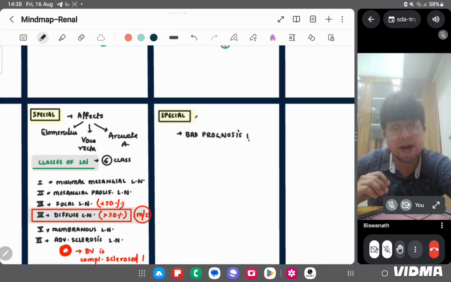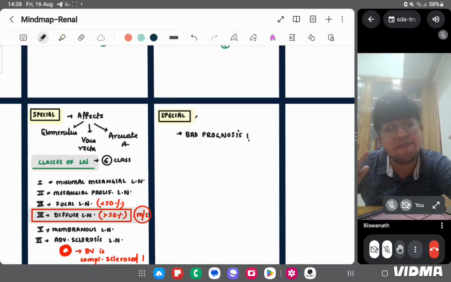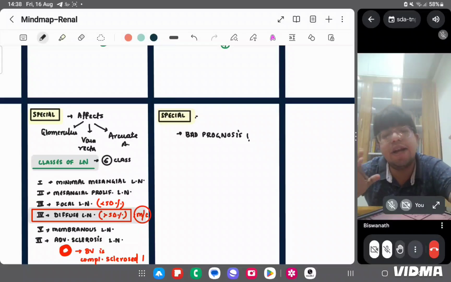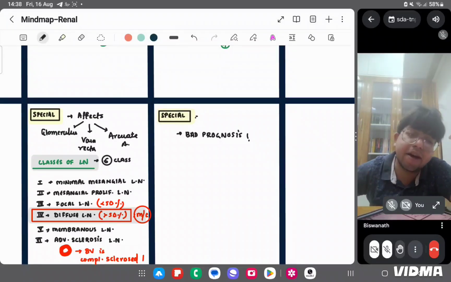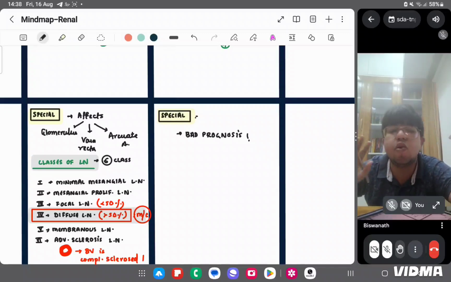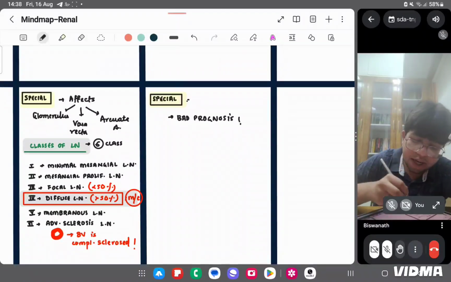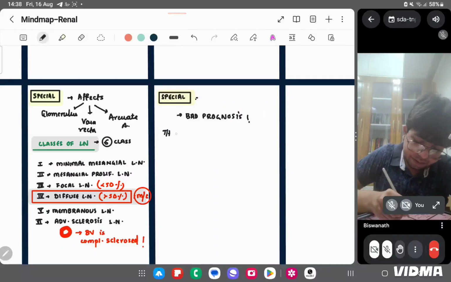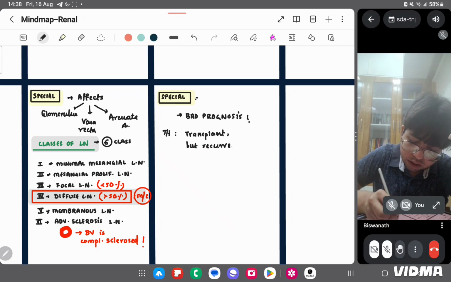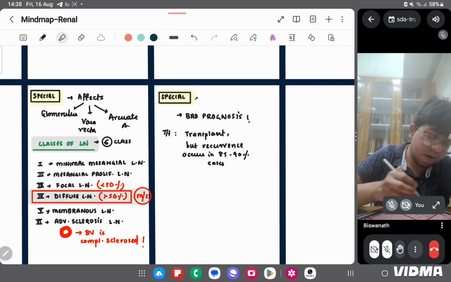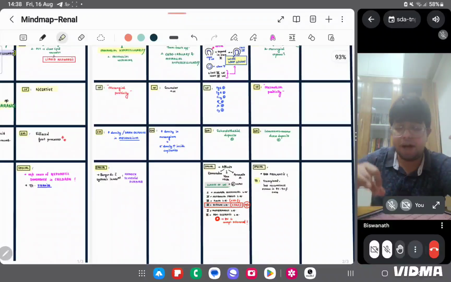This has a bad prognosis, and treatment is simply transplant. But about 85 to 90% of transplants are rejected, and it recurs, so there is no treatment to date. You can do a transplant, but recurrence will occur in 85 to 90% of cases.